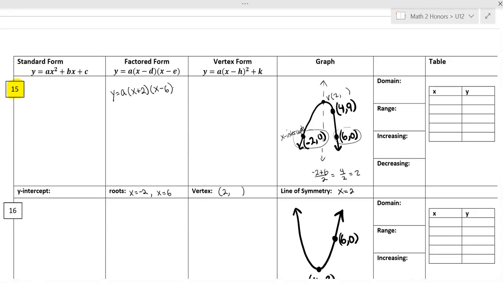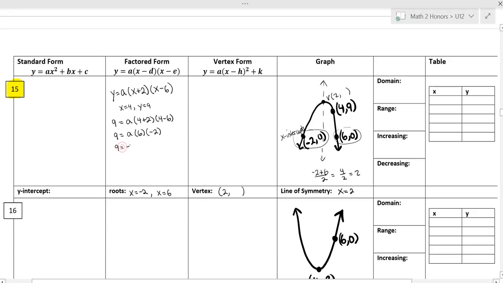Then I take my other point that I haven't used. Remember, in my graph I have 3 points. I got the -2, 0, I use that. I got the 6, 0, I use that. I have the 4, 9 that I did not use. So when x is 4, I know that y has got to be 9. So I'll plug in 9 for y equals a times, I'll plug in 4 for x, 4 plus 2 times 4 minus 6. And I get 9 is equal to a times 6 times -2. And so 9 is equal to -12a.